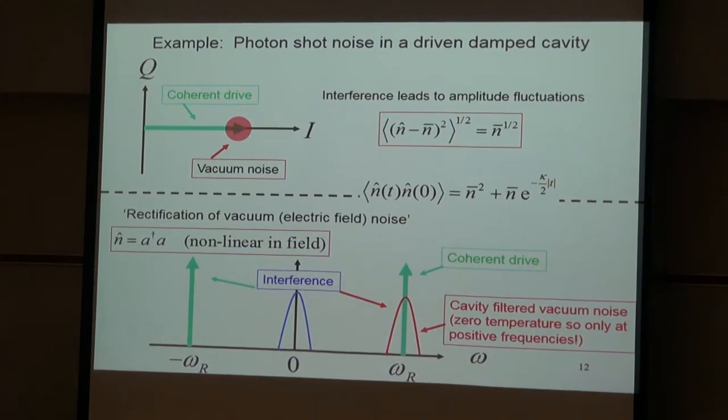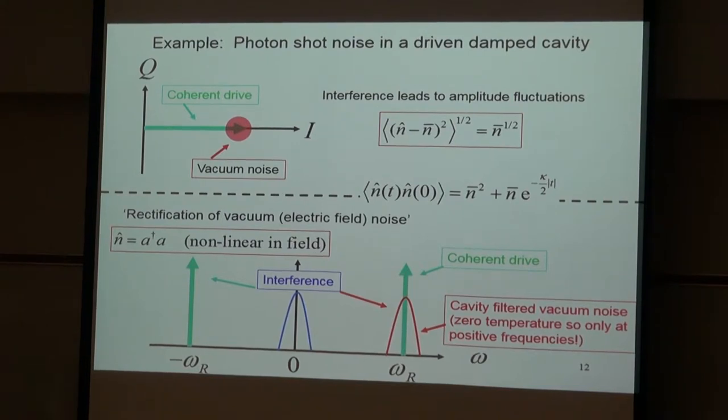If you put one photon in the cavity and wait to see what happens, it's still in the cavity at time t with probability e to the minus kappa t. But this is over 2. Why is that? That's the interference effect. It's the amplitude of the vacuum electric field autocorrelations, because it's the amplitude that's interfering with the classical drive. Right? So there's a tricky factor of 2 there.